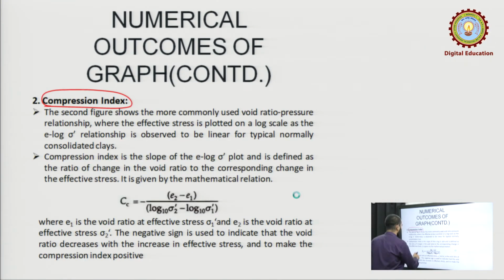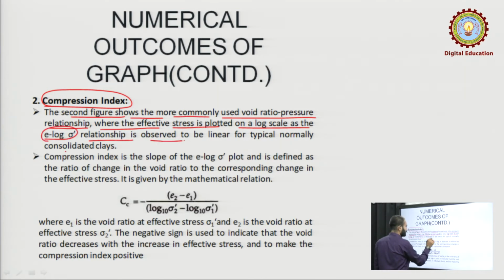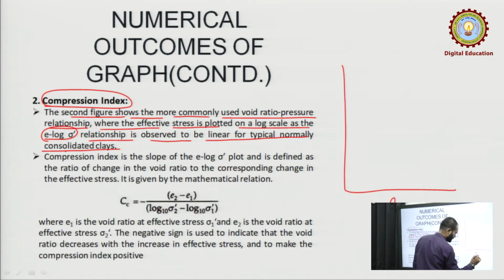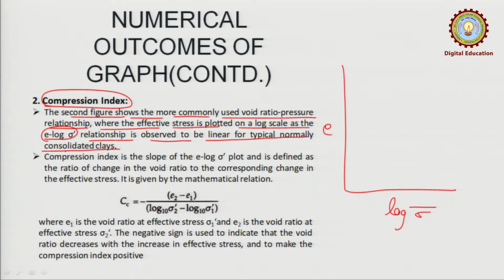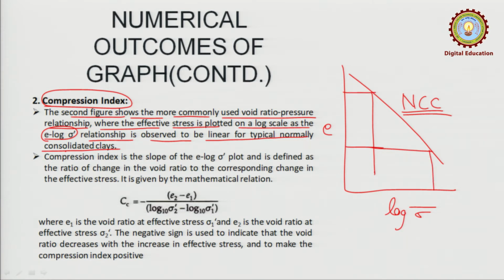Compression index Cc. The second figure I just showed you shows the more commonly used void ratio pressure relationship, where the effective stress is plotted on a log scale as e versus log sigma bar. The relationship is observed to be linear for typically normally consolidated clays. That was the diagram which was there. Let me make it here only, log sigma and e, something like this. This is mainly for normally consolidated clay only. And this will give you the Cc, coefficient of compression.